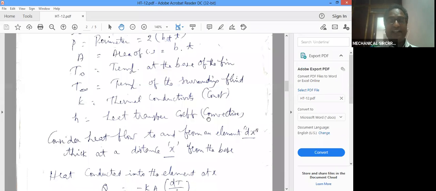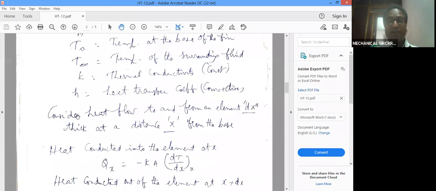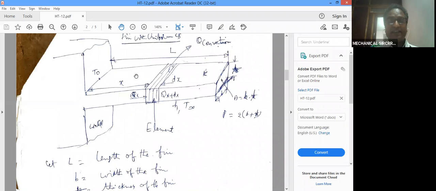Consider heat flow to and from an element dx thick at a distance x from the base. Here, at a distance x from the base, consider an element of thickness dx.